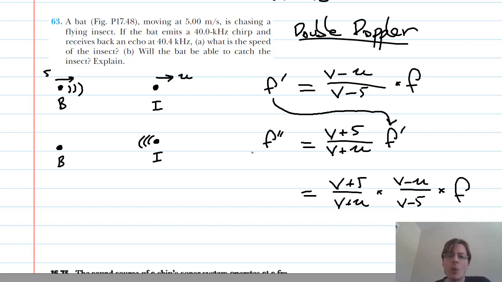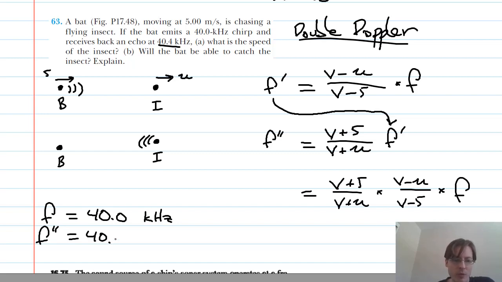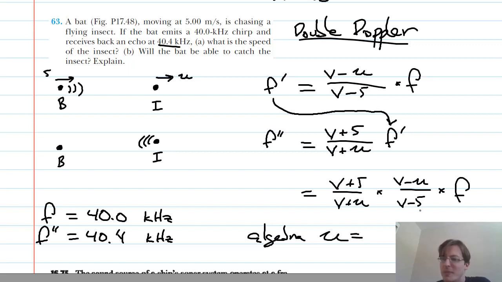So in this problem, we are given the emitted frequency from the bat, 40 kilohertz, and what frequency it hears on the way back, which is 40.4. So in other words, we're given that f is 40 kilohertz, and we're given f double prime is 40.4 kilohertz. So you would plug in for f double prime and f, and it's now an algebra problem to solve for u. The speed comes out to be 3.3 meters per second.